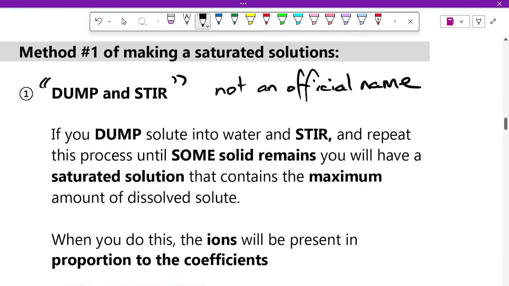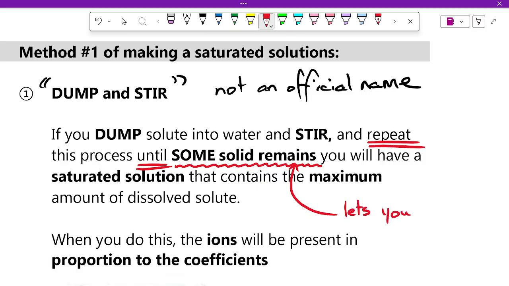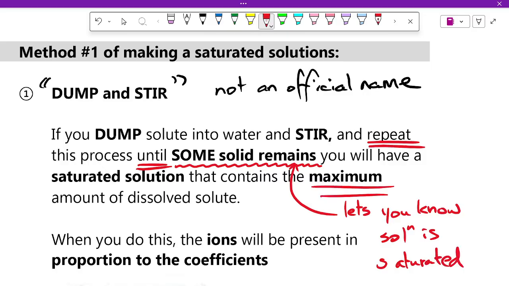So you dump some in and stir, and you repeat until some solid remains. That some solid remaining lets you know the solution is saturated. You have the most ions possible. You have the maximum amount of dissolved solute. You can keep adding. What will happen if you add more solid?